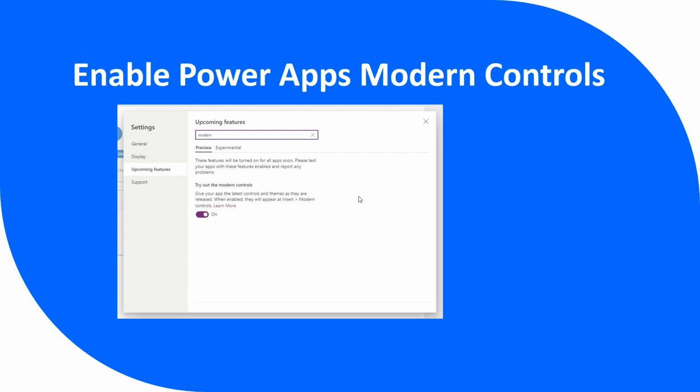So now the question is how you can enable these Power Apps modern controls in Power Apps. There is a simple setting that you need to enable. You need to first go to the settings, and then go to the upcoming features tab. From that upcoming features, you need to just type in modern, and enable this radio button on, and this will basically enable the modern experience controls within your Power Apps.